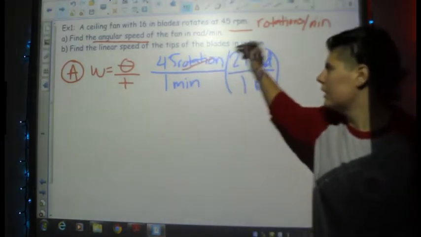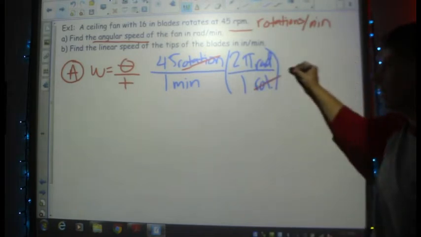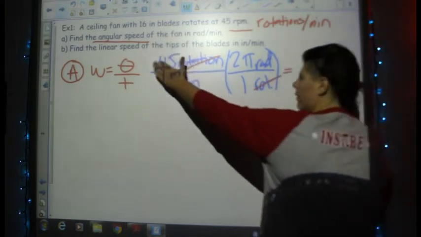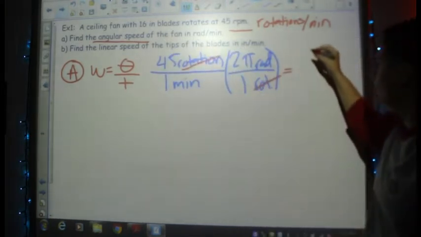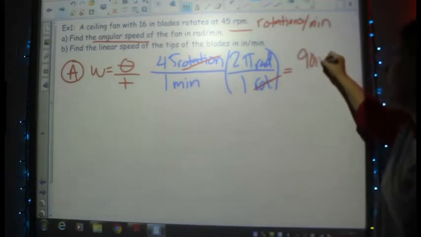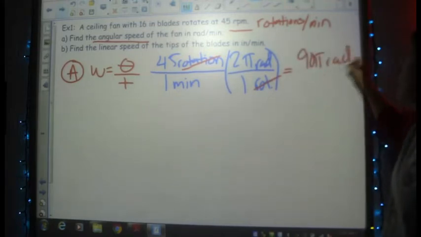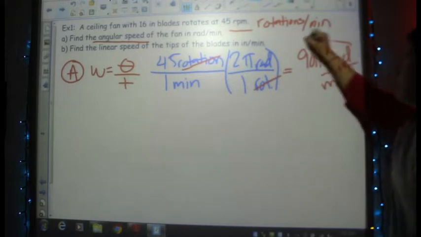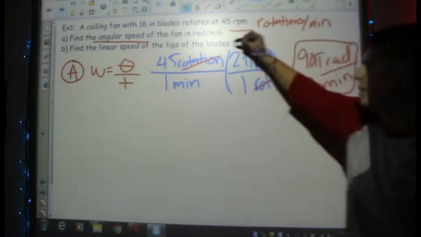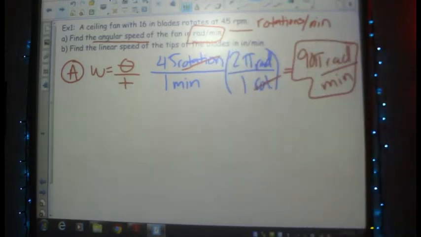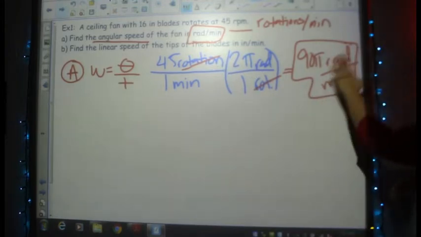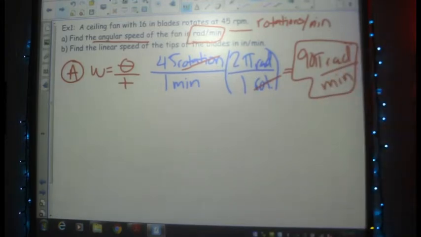Notice the rotations on the top cancel with the rotations on the bottom, and now all I have to do is say 45 times 2 pi. Well, 45 times 2 is 90, so I have 90 pi, and that gives me radians per minute. 90 pi radians per minute. I answered in the units that they asked for, so I'm good to go. Again, this is the exact answer, my 90 pi.